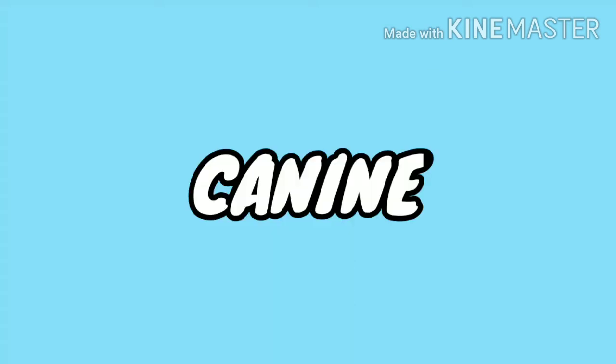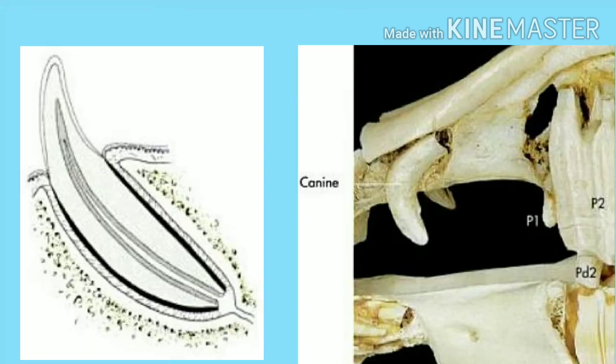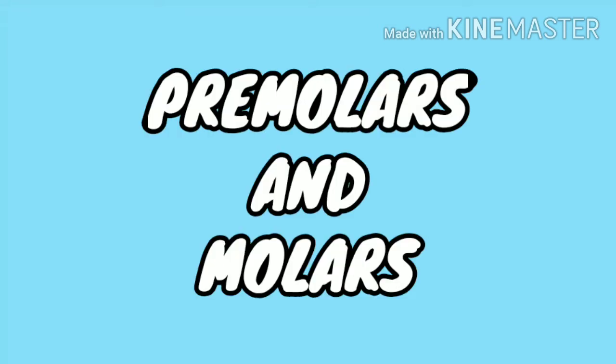Then let's study about the canine teeth. They are located in the maxilla bone and the mandible. And remember that these teeth are sharp and pointed, and they are used to tear flesh and hold the prey. And then let's study about the premolars and the molars.